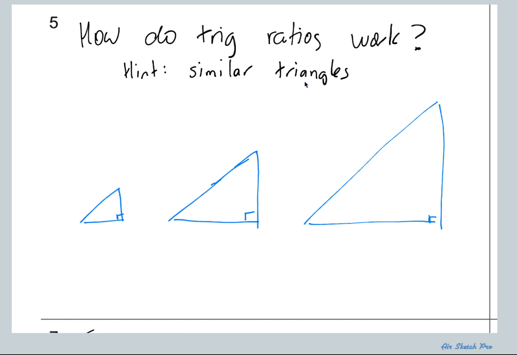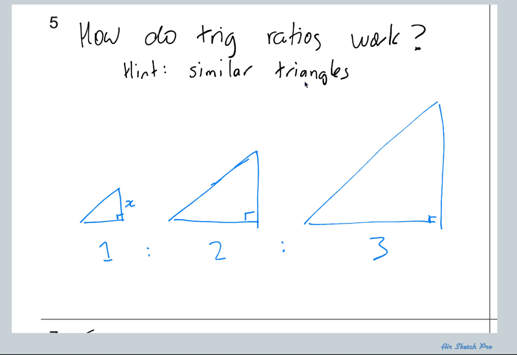So if we call this 1, this might be 2, and this might be, let's just call it 3, for the sake of it, 1 to 2 to 3. In other words, the third triangle is 3 times as big as the first triangle. The second triangle is 2 times as big as the first triangle. So they're in direct proportion to each other. And I think this is what you did actually ask, Archie. It does mean that every single side would be in proportion to each other.